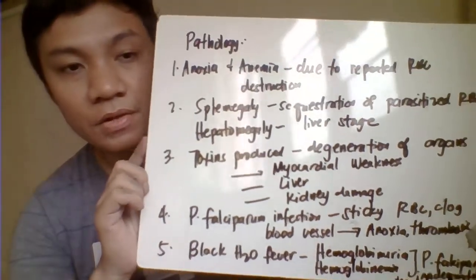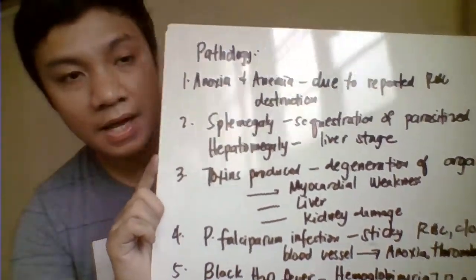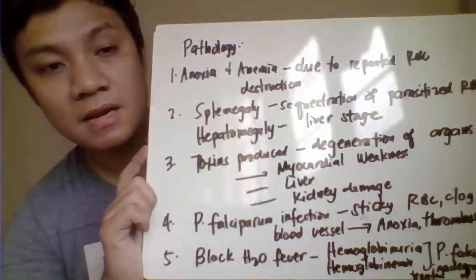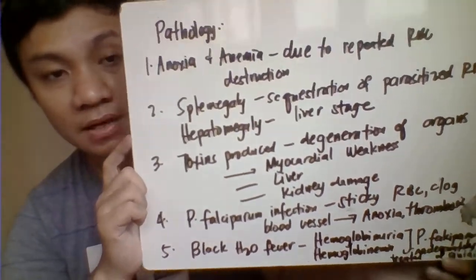Okay, we have here the pathology related to your malarial infections. So first one, we have here your anoxia and anemia. Anoxia and anemia are characterized here by the red cell destruction. So therefore, you have been deprived here of oxygen.